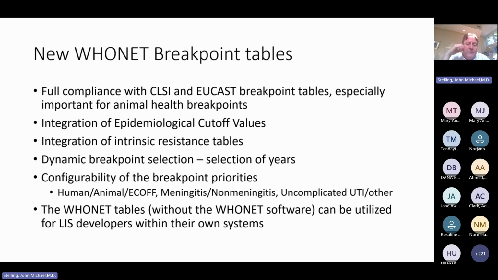A very important element is that the new WHONET tables can be used with WHONET, of course, but the WHONET tables can also be utilized by other groups, and so there are a small but increasing number of groups, Doctors Without Borders, MSF, Vietnam, and a few other groups that do utilize the WHONET tables for their own internal purposes. If you have an interest in that, we can provide information. The tables are available within WHONET. They're also available on GitHub.